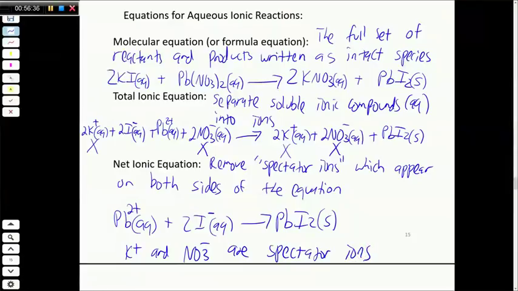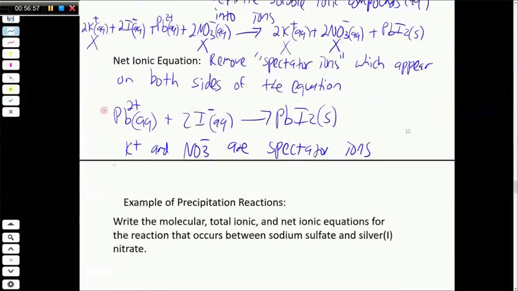And as we talked about, K+ and NO3- are two of the ions that are always soluble, no matter what they're paired with, so those will typically always be spectator ions because they're never going to be involved in forming a precipitate or doing anything else. Okay, so that's how we write different types of equations. Let's do an example just to wrap this up.